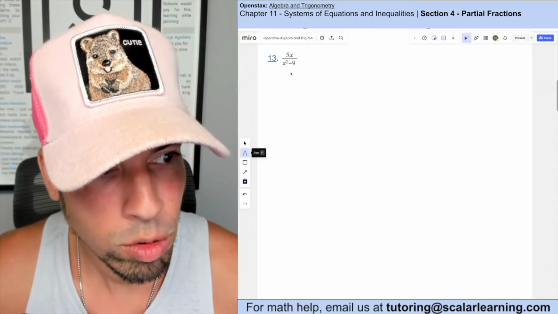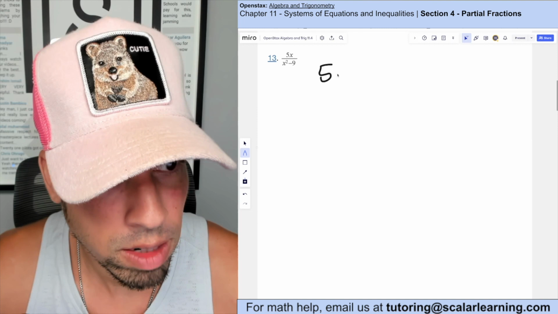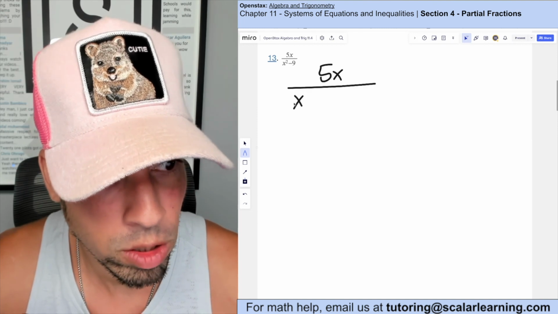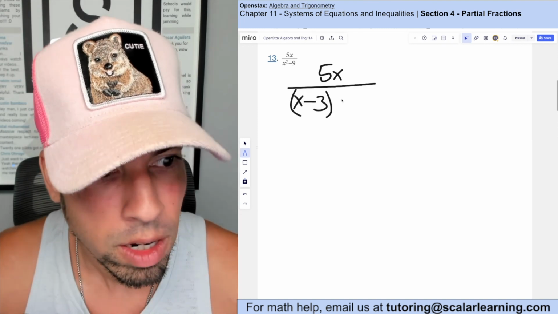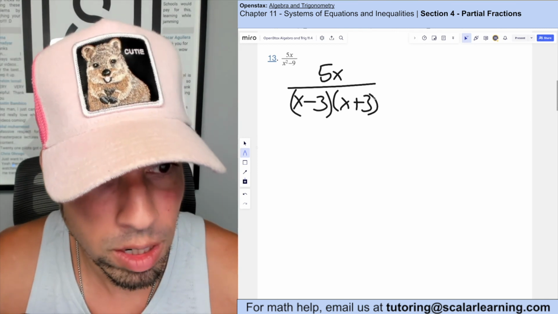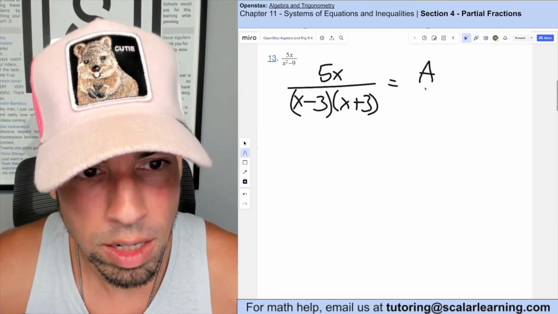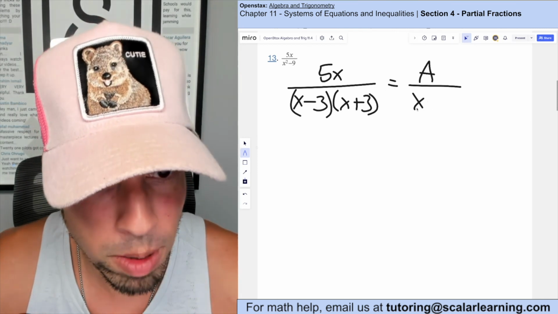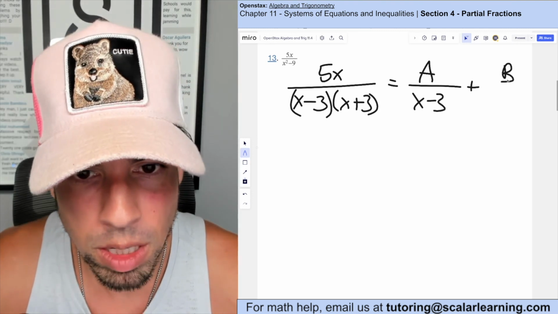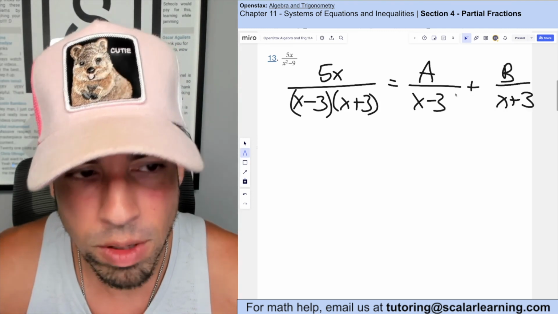Done. So for this one, we're going to start by factoring that denominator, which is a difference of squares. So we got x minus 3 times x plus 3. And we're going to set this equal to that nice decomposition, a over the first binomial plus b over the second. Okay, let's figure out what these are.